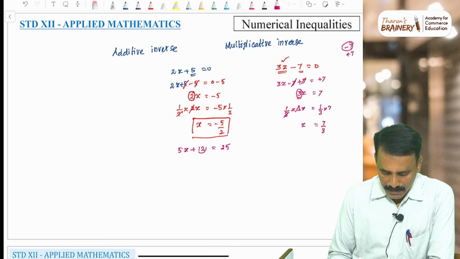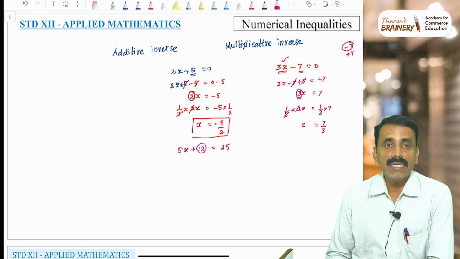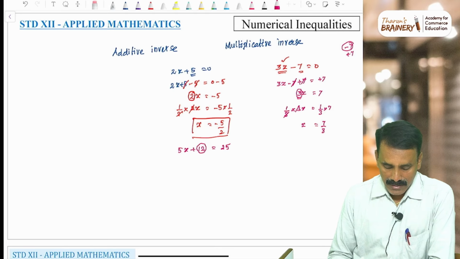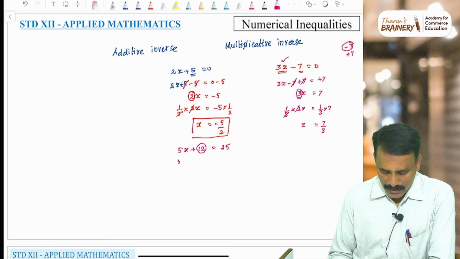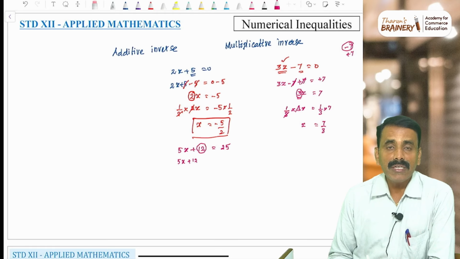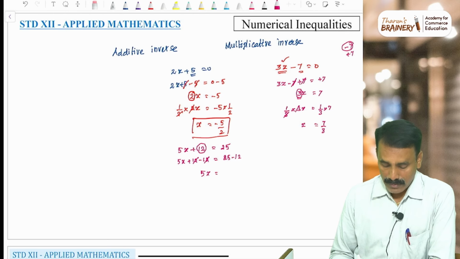first I must remove this plus 12 in addition with this x term, because 12 is in addition with 5x. So, I must use the additive inverse of 12. So, 5x plus 12, I add to both sides the additive inverse of 12, that is minus 12 on the left hand side as well as 25 minus 12 on the right hand side. So, here 12 cancels. So, I get 5x is equal to 25 minus 12, which is nothing but 13.